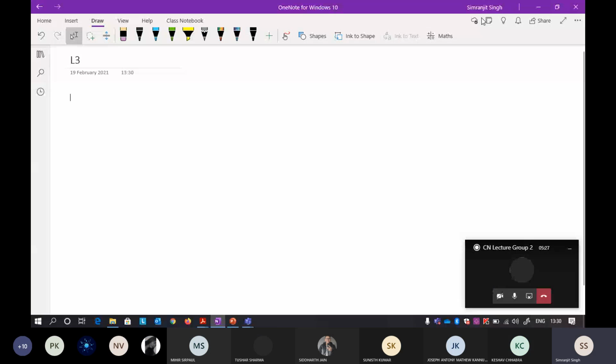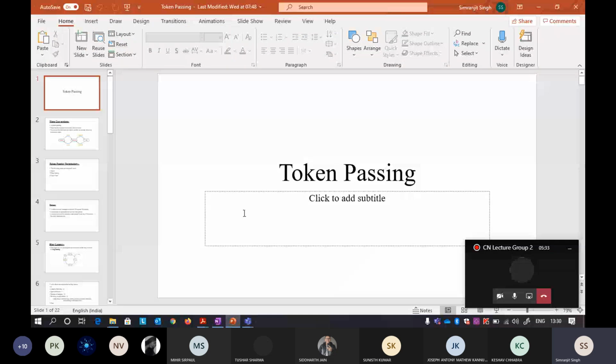So today we'll start with the remaining topic. The next access control method that is given is token passing. Okay. So I'll discuss some of the terms that are related to token passing. There are some things that you have to know before attempting this particular topic.